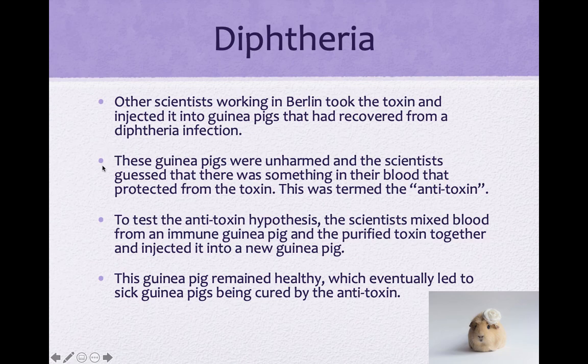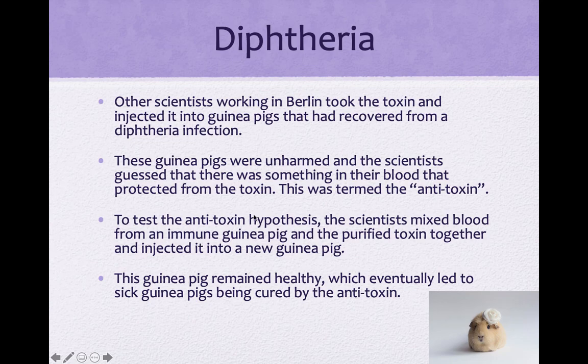So these guinea pigs, once they injected them with the diphtheria toxin, that purified toxin, it didn't matter. They were totally unharmed. So the scientists, once again, had no earthly idea what was going on here, but they thought that there was something in that guinea pig's blood that was able to protect against the toxin inside of that diphtheria vaccine, that syringe that they were injecting inside of that guinea pig. And they termed this thing the antitoxin. Now, once again, they had no earthly idea what it is. They just knew it was something there.